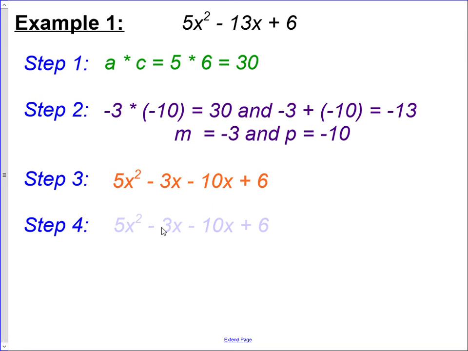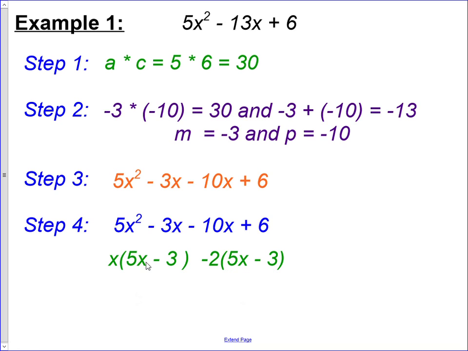The next step is to factor this. So remember, we group them and we pull out any common factor. So as we group them, when I group 5x squared minus 3x, I can factor out an x, which leaves me with 5x minus 3. When I group negative 10x plus 6, I can factor out a negative 2, which leaves me with 5x minus 3.